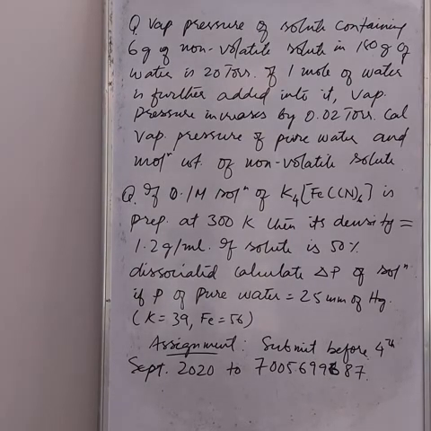Okay, so here are two questions. This is an assignment for you. You have to submit it before the 4th of this month. I've given you my WhatsApp number, so you solve it on an A4 sheet and then submit it to me before or by the 4th at the latest. We'll continue with the rest of the colligative properties in the next video.